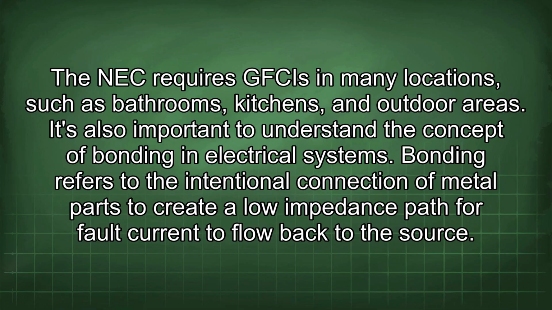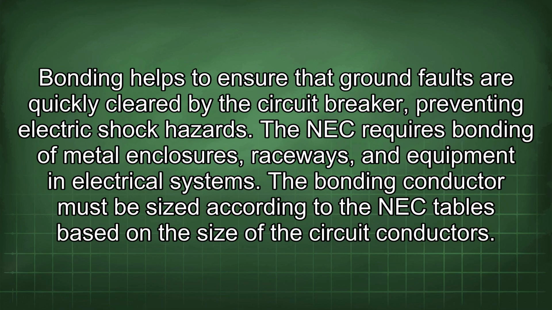It's also important to understand the concept of bonding in electrical systems. Bonding refers to the intentional connection of metal parts to create a low impedance path for fault current to flow back to the source. Bonding helps to ensure that ground faults are quickly cleared by the circuit breaker, preventing electric shock hazards. The NEC requires bonding of metal enclosures, raceways, and equipment in electrical systems. The bonding conductor must be sized according to the NEC tables based on the size of the circuit conductors.